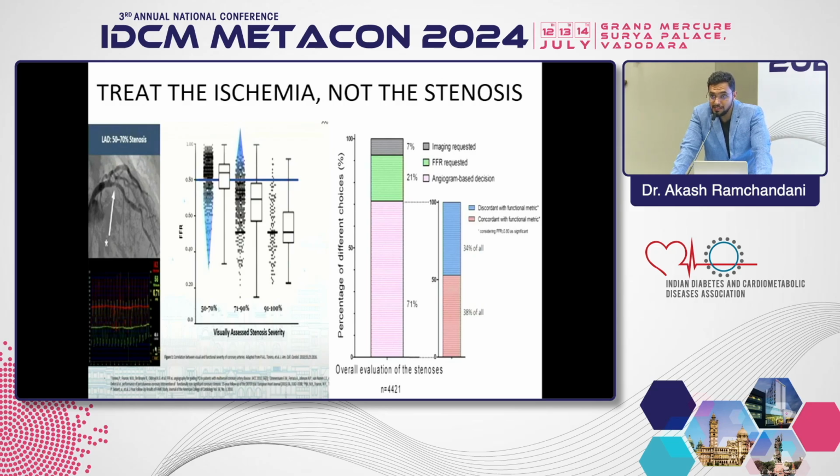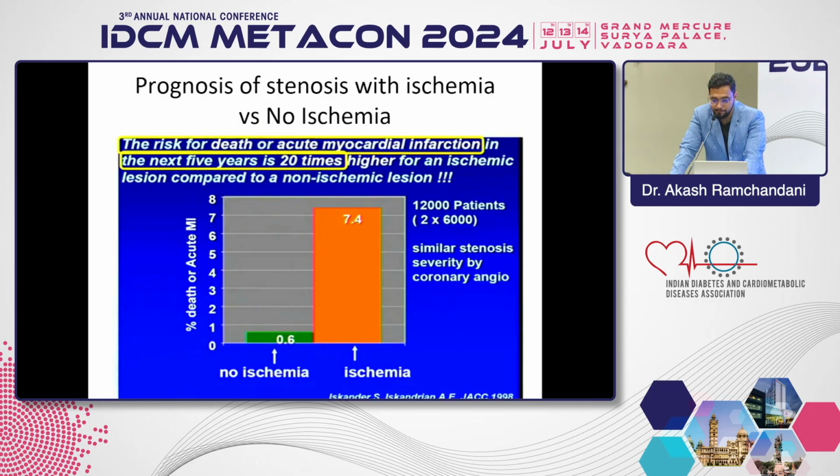There is a study of 4,421 patients in which, in 71% of patients, revascularization was planned on the basis of coronary angiography. But when FFR was performed, it was seen that in 38% of cases we were doing the right angioplasty, right revascularization, but in 34% of cases we were wrong. So this is the difference between the physiological assessment and only looking at the anatomy by the coronary angiogram.